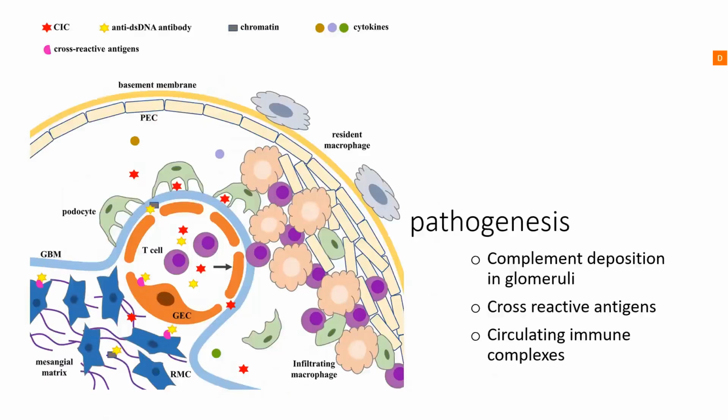Thanks to R.A.T.S. And this is again another beautiful schematic picture with the various mediators being released. And these are the inflammatory cells. I find that there is an epithelium, the basement membrane, the endothelium, and the mesangium. Finally, there is a complement deposition, cross-reactive antigens, and circulating immune complexes.